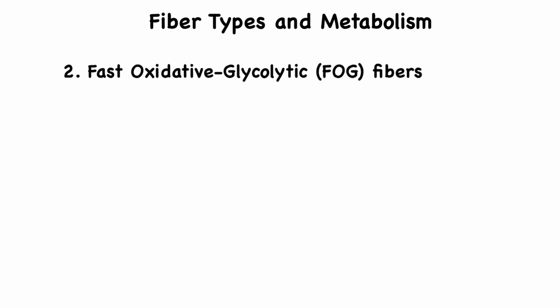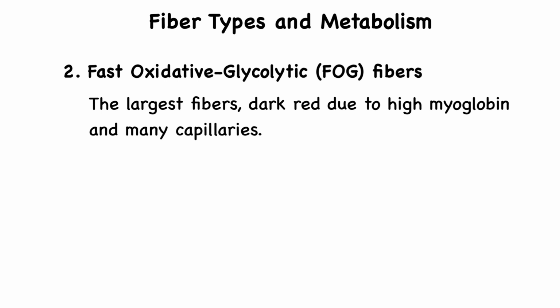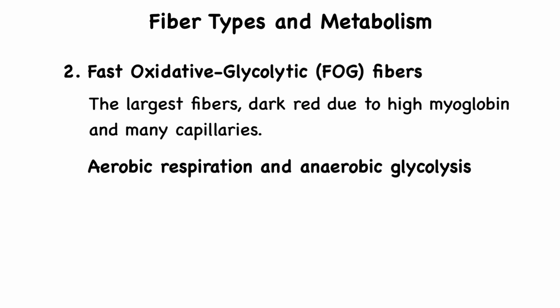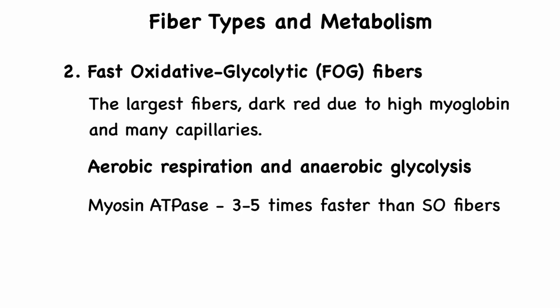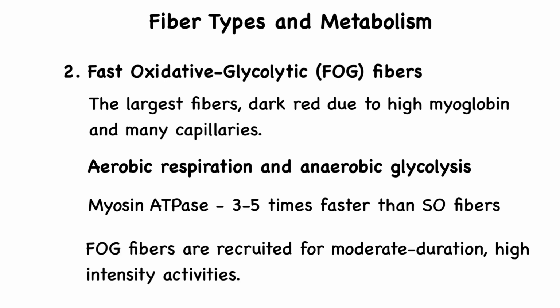Fast oxidative glycolytic fibers are the largest fibers and also appear dark red due to high myoglobin and abundant capillaries. They generate ATP through both aerobic respiration and anaerobic glycolysis, giving them a balance of endurance and power. Their myosin ATPase works 3 to 5 times faster than in slow oxidative fibers, allowing rapid contractions. Fast oxidative glycolytic fibers are recruited for moderate duration, high-intensity activities like walking briskly or sprinting.